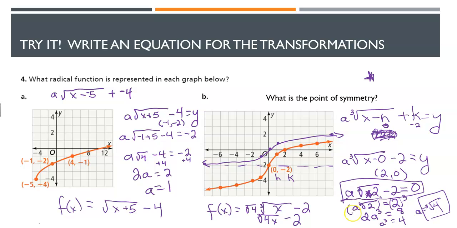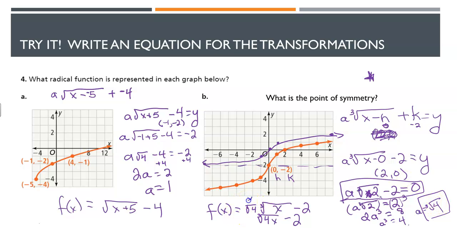And when we cube both sides, the a is cubed, and then the cubed root of 2 cubed would be just 2. And 2 cubed over here is 8. So then I would simplify and say a cubed equals 4. Then I would take the cubed root of both sides and say a is the cubed root of 4.